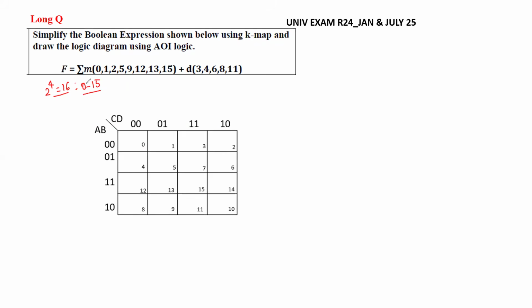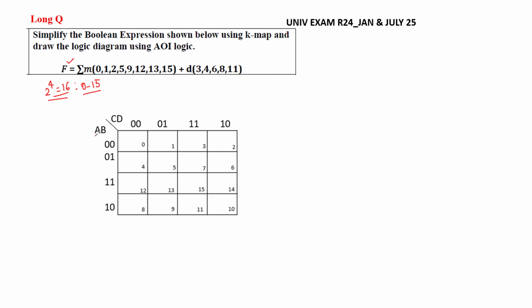So here 4 variables. Sometimes in the function itself, variables will be written like A, B, C, D or W, X, Y, Z. Here it is not given. By seeing the maximum value of the min term, you have to decide how many variables are there. 2 to the power n will give us the number of square boxes. Here variables are 4, so 2 to the power 4 is 16. So 16 square boxes are required here.